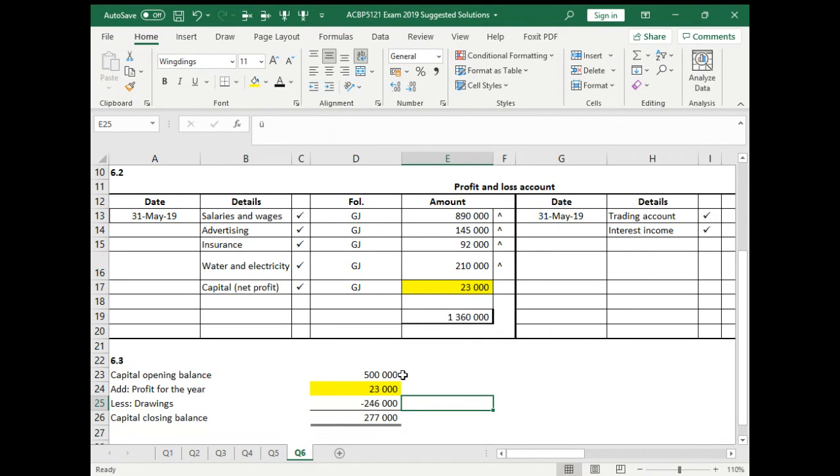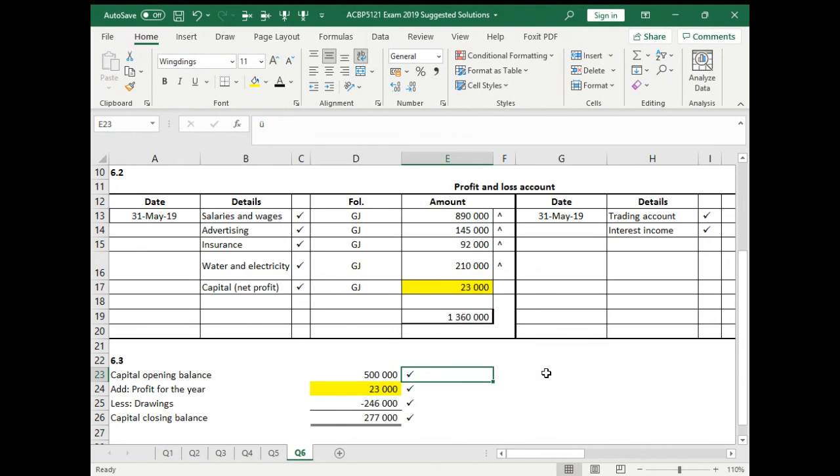So how we work it out, we take the 500,000, we add the 23,000, which is the profit, and we deduct any money that the owner has taken out of the business during the year to get to their new capital balance, which is then 277,000.